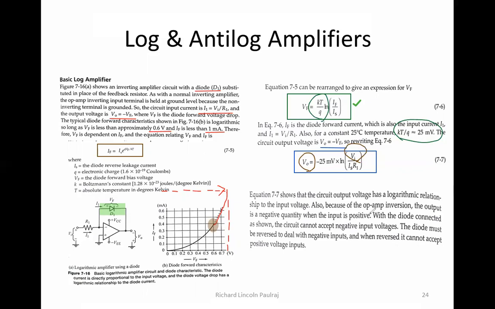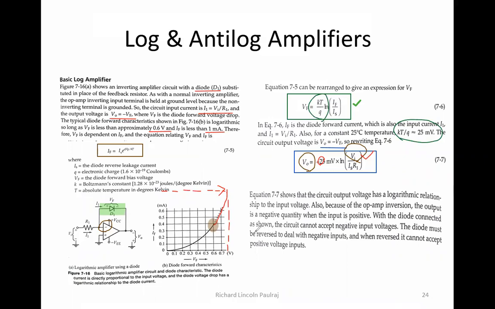Also, because of the op-amp inversion, right? The inversion, as you all know, is happening because of this negative terminal. Because of the op-amp inversion, the output is a negative quantity with the input being positive. So here you have the negative form, but then VI is going to be in its positive form. Right. So the diode connected has shown the circuit cannot accept negative input voltages.